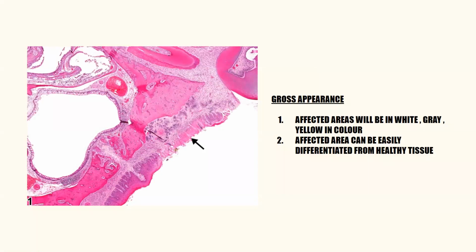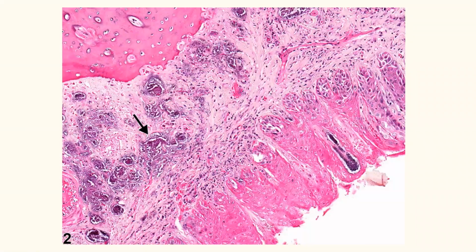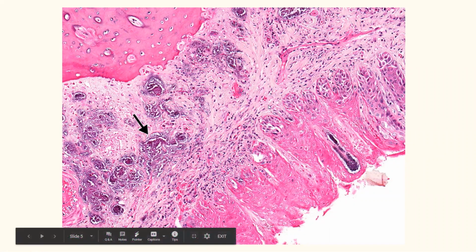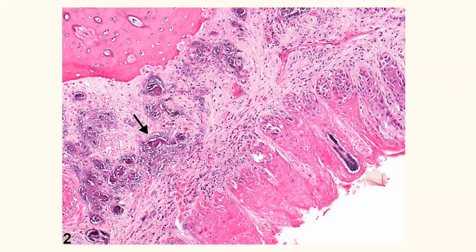This is the microscopic appearance of necrotic tissue. So the affected areas will be white, gray, or yellow in color. The affected area can be easily differentiated from the healthy tissue. So here the affected area is more eosinophilic. Cells are swollen. So there can be visible changes in the nucleus.